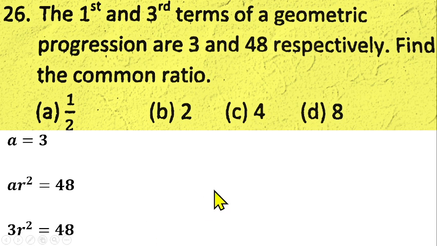You can divide both sides by 3, so you'll have r squared equals 16. Then take the square root of both sides. r will be equal to 4, which is option C.